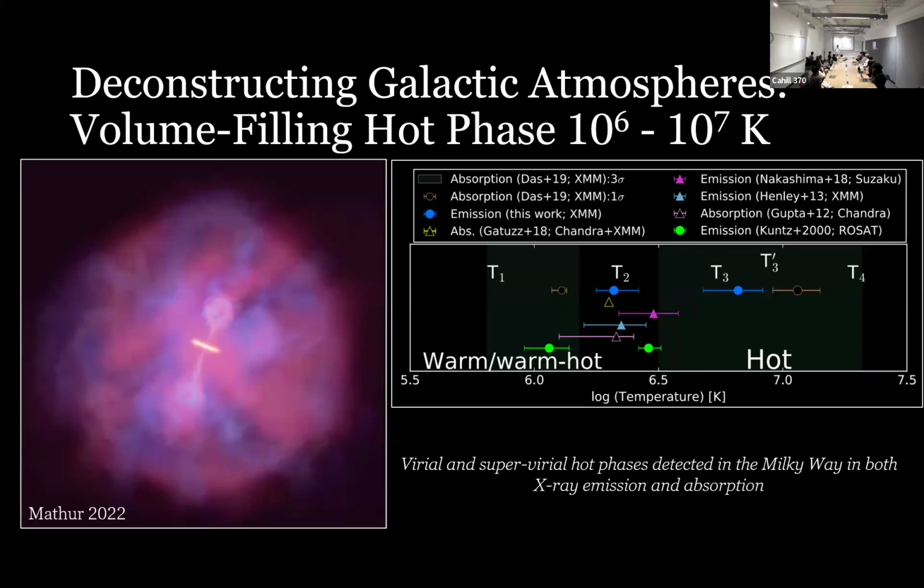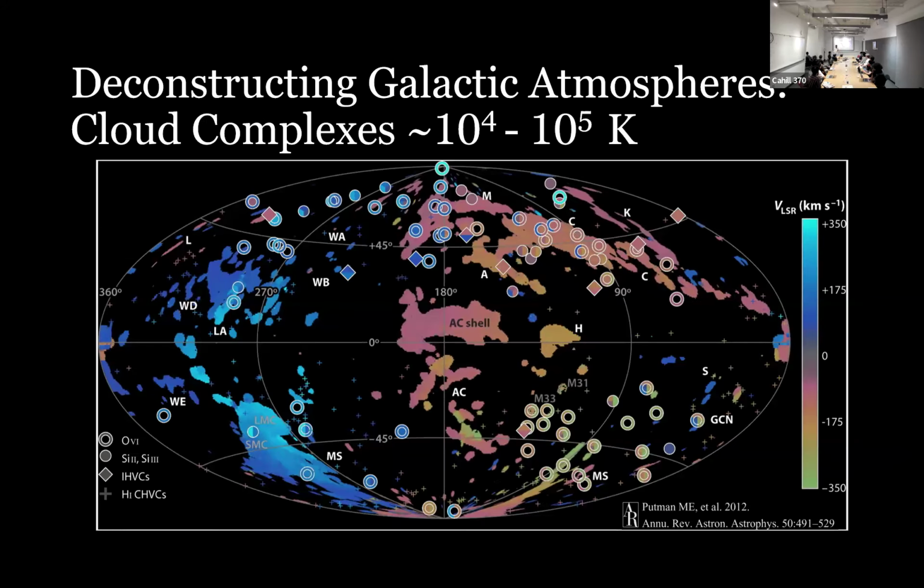And so through the combination of these techniques, both in emission and absorption, we find a hot phase of both the virial and even evidence of the supervirial component at densities of roughly 10 to the minus 4 to 10 to the minus 5 per cubic centimeter number density. And when we descend to the lower temperatures, we see thousands of these cold clouds made of neutral and low ionized gas organized into these great complexes across the sky, shown here in the shaded regions, and also through the small crosses indicating the presence of the neutral H1 gas.